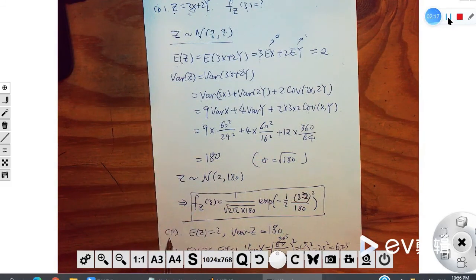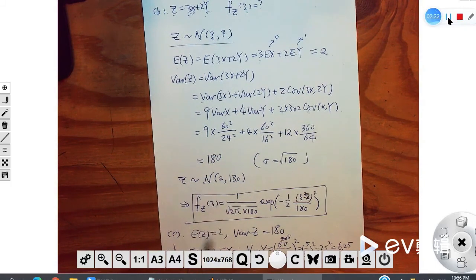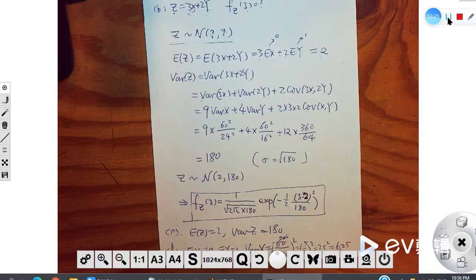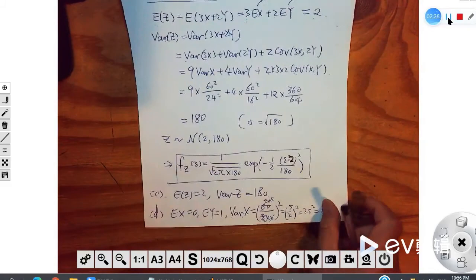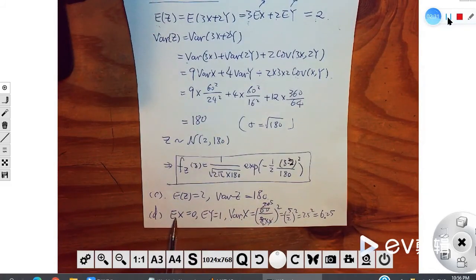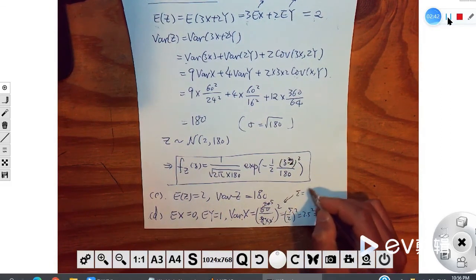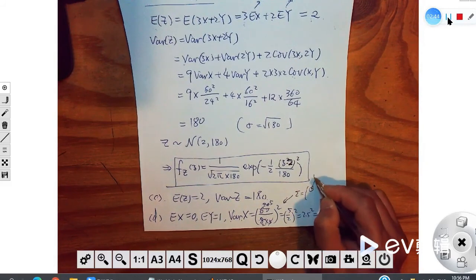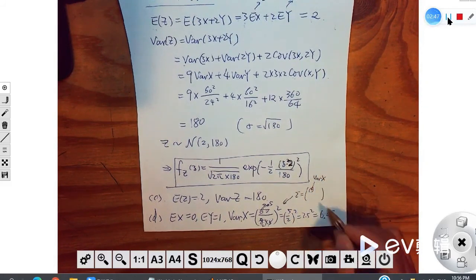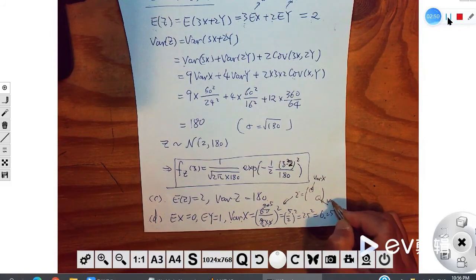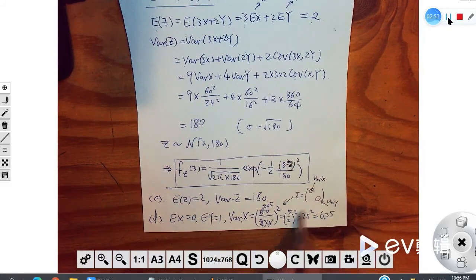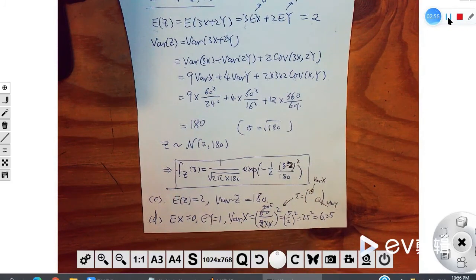Then for part C, we have E of Z. Yeah, we are saying this is the mean and the variance, right? Mean and variance. And then for part D, we need EX, EY, and the variance of X, right? Yeah, this one is coming from that matrix. So this element is the variance of X, and this one will be the variance of Y, right? So you just take the value, put it here, you get it. All right.